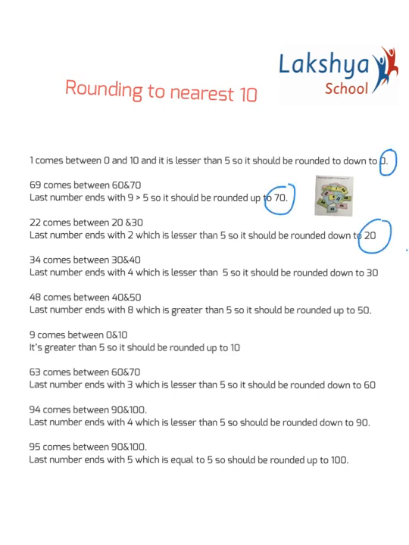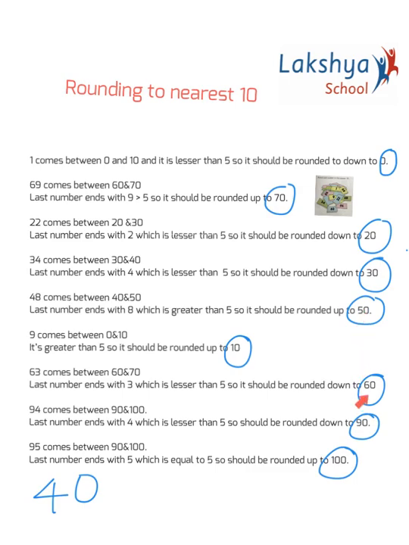0, 70, 20, 30, 50, 10, 60, 90, 100. What decade number is missing over here? Let's have a check at it. We'll start from 0. 0, 10, 20, 30. So we don't have a 40. So the missing decade number is 40. Let's move further. 50, 60, 70, and there is no 80 over here. We have 90 and 100. So the two missing decade numbers are 40 and 80.